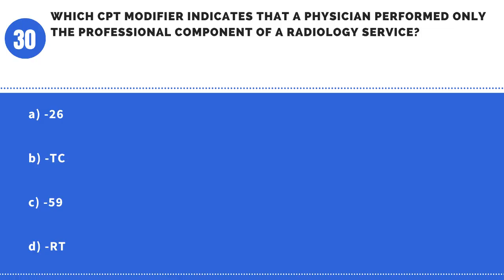Question 30. Which CPT modifier indicates that a physician performed only the professional component of a radiology service? A. -26. B. TC. C. -59. D. RT.